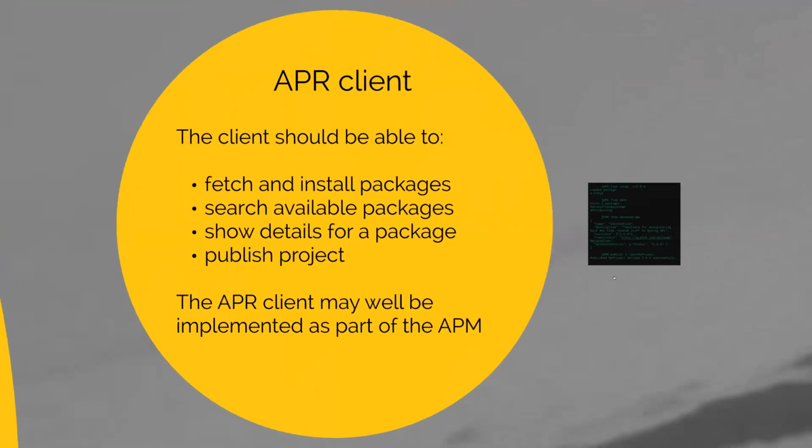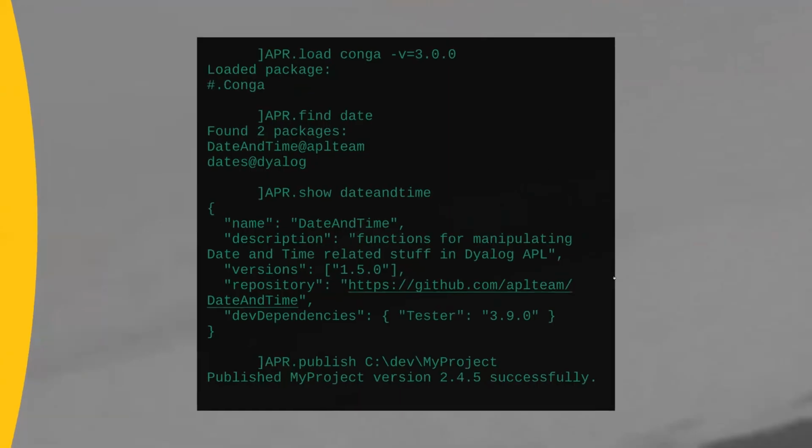Yeah, okay, gone through that already. That's the example that I again stole from NPM, but there are commands like this where you can say, load Conga version 3, and it loads it. Find date: I know I need some date package, but without having to go online and looking for it, it says, okay, I found 2 packages, date and time by APL Team and dates by Dyalog. Can you tell me more about date and time? It's functions for manipulating date and time related stuff in Dyalog APL. Here are the versions available, repository, and what dependencies does it have? And lots more information.